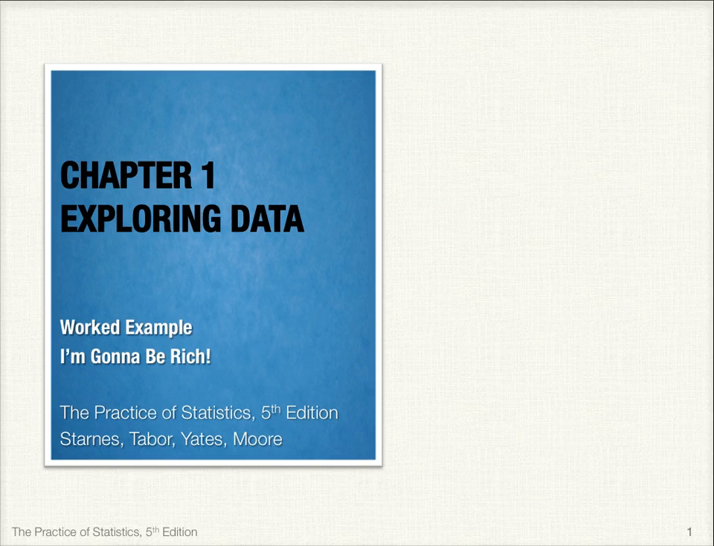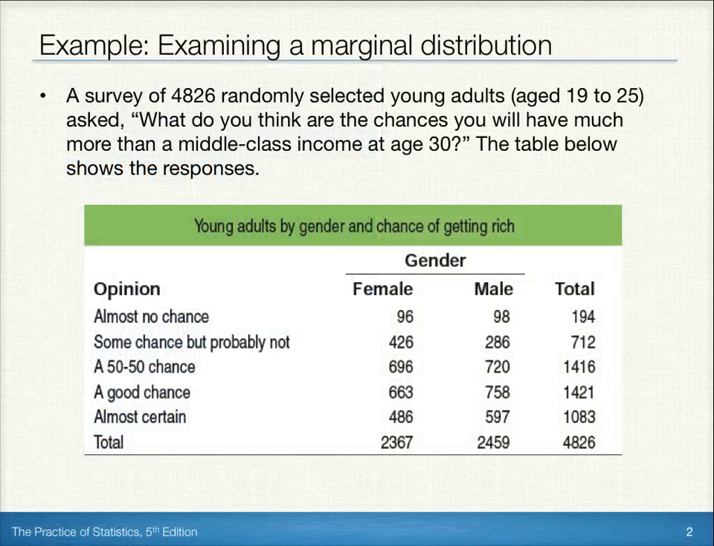In this example, we'll examine a marginal distribution for a two-way table of counts. A survey of 4,826 randomly selected young adults asked, what do you think are the chances you'll have much more than a middle-class income at age 30? Notice the opinions ranged anywhere from almost no chance to almost certain.